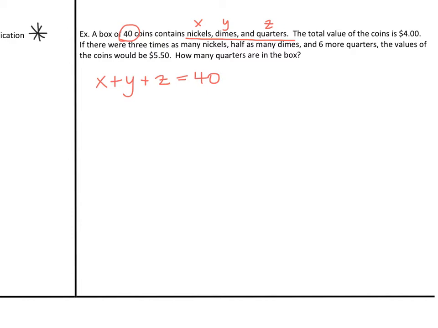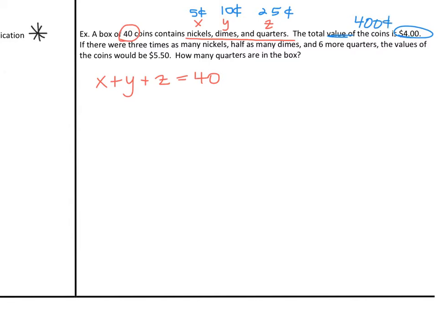Then we have a value equation. So we have a value of $4. Now we need to think about nickels, dimes, and quarters. Nickels are worth 5 cents. Dimes are worth 10 cents. And quarters are worth 25 cents. And technically, if we have a value of $4, that's 400 cents. Let's see if I can get that cent sign in there.